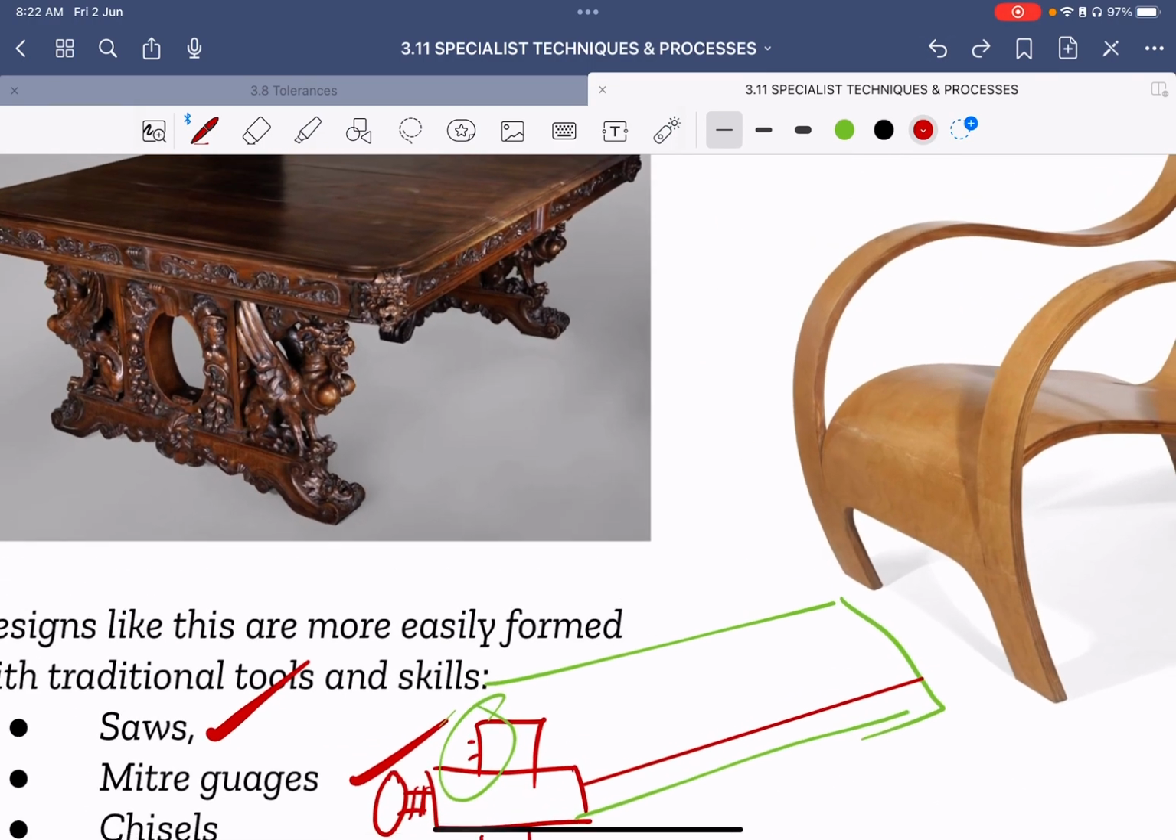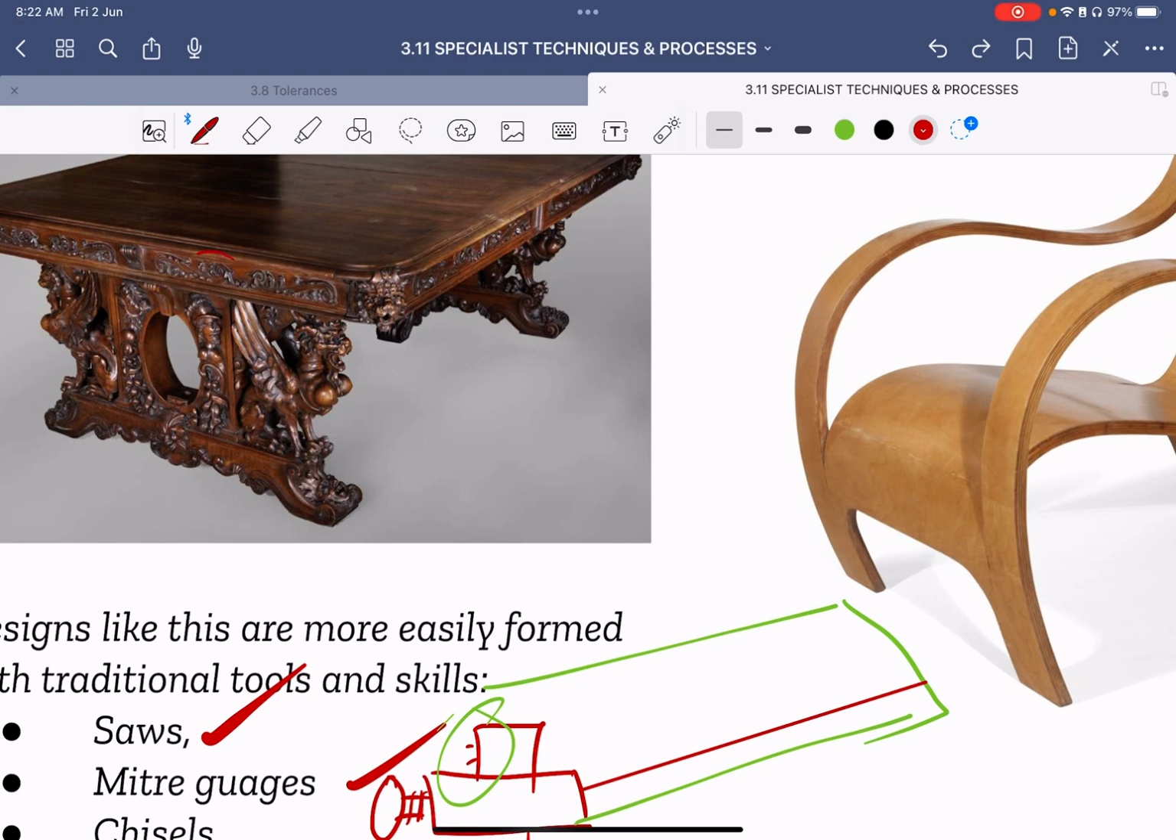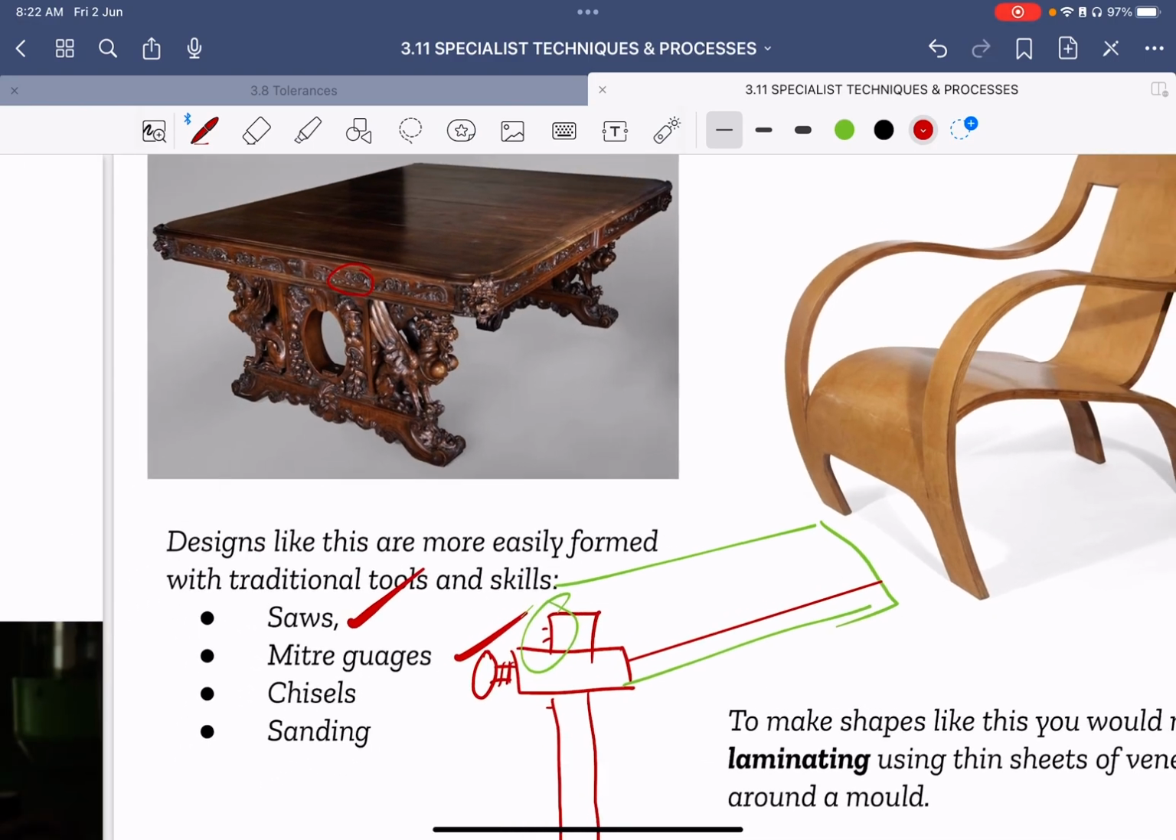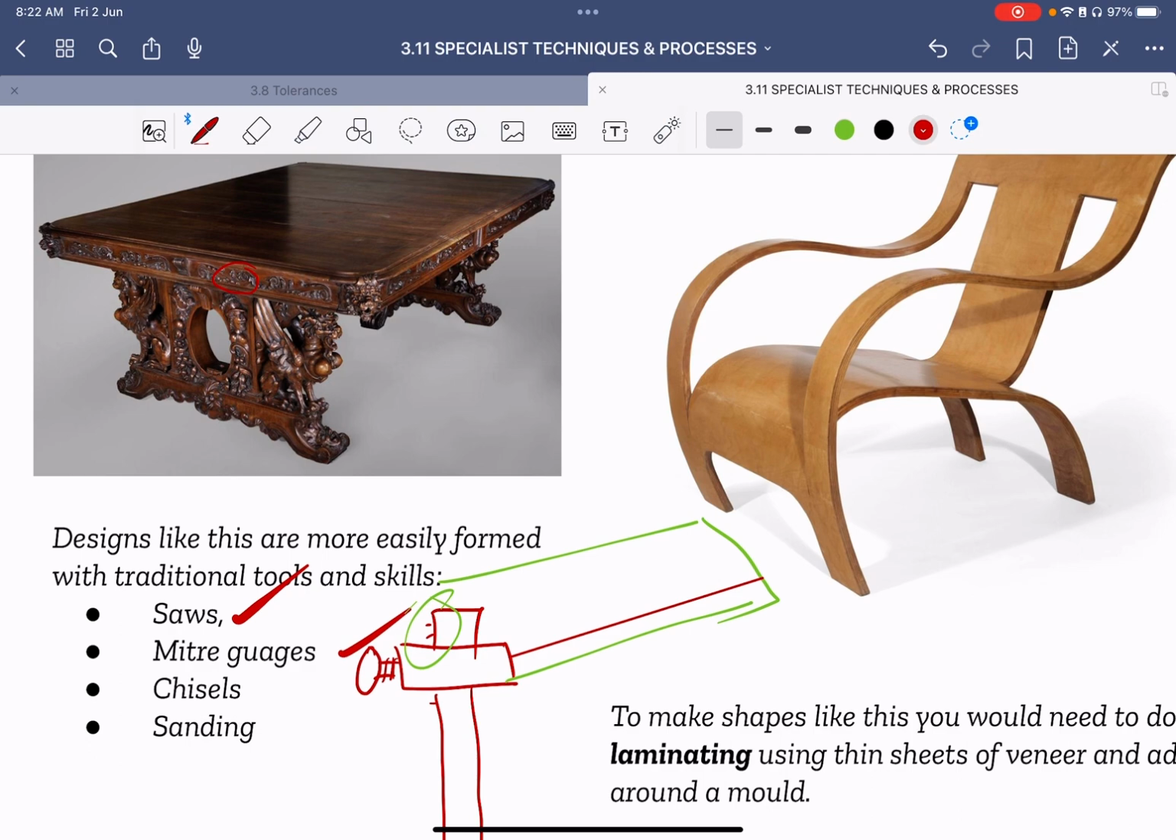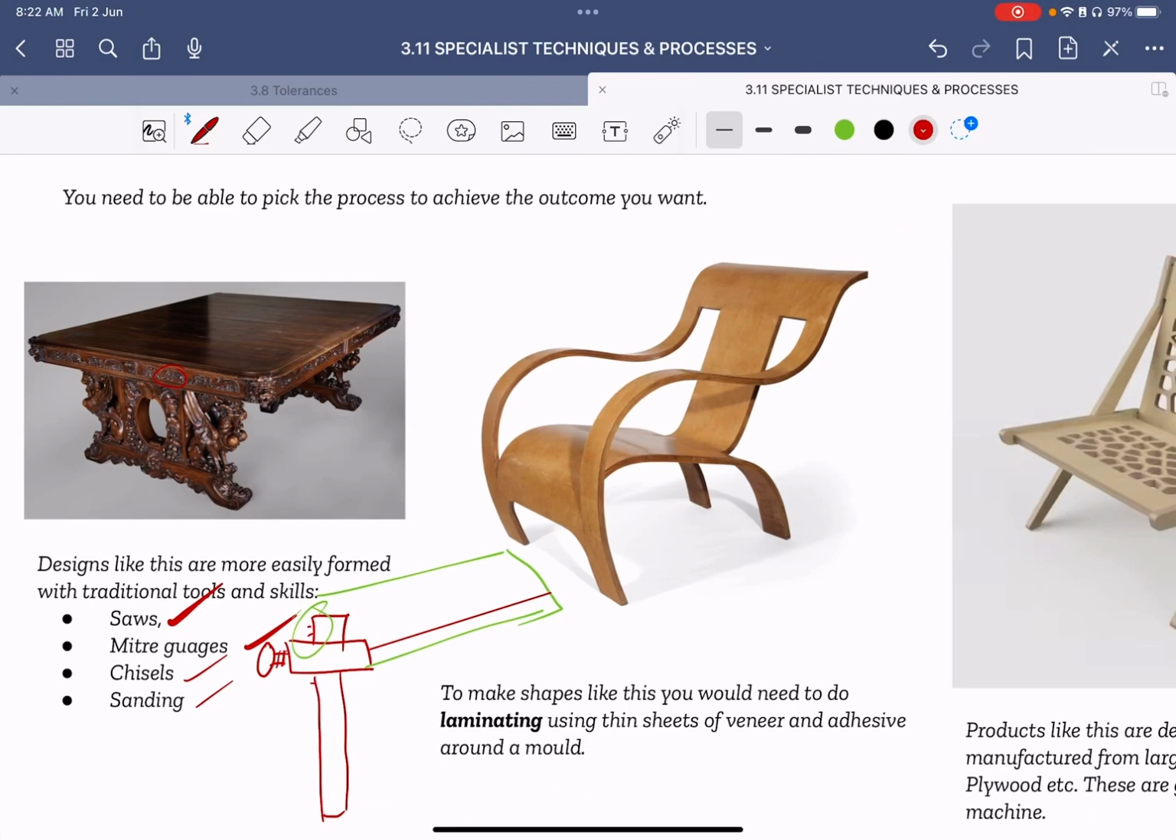Chisels are great for really detailed carvings, like all these tiny little bits here. That's what master carpenters would have used, chisels, and then sanding obviously to finish. So those are the typical, more traditional tools or handcrafting. That's kind of typically what you'd expect to see.